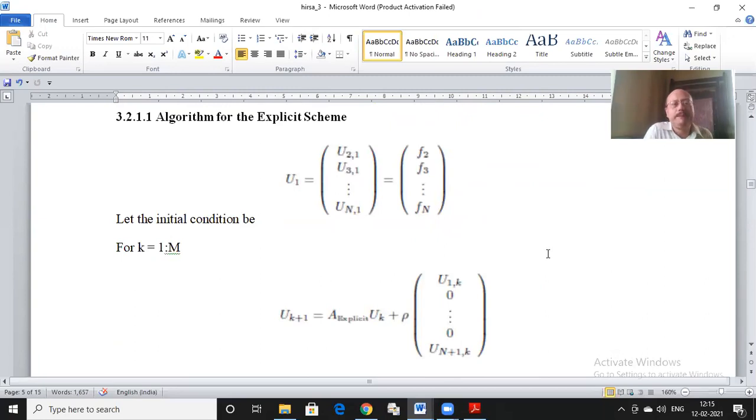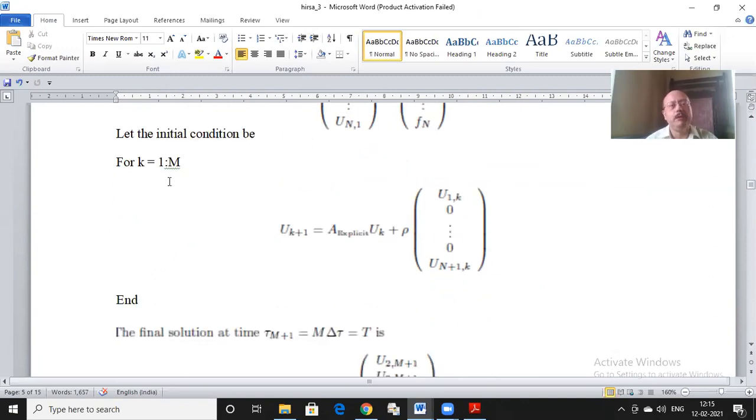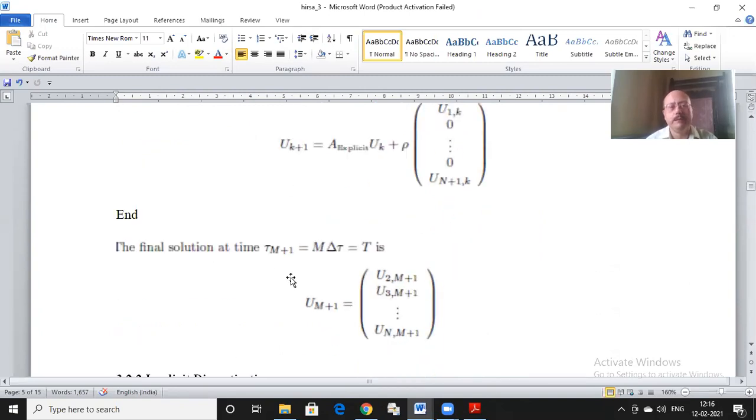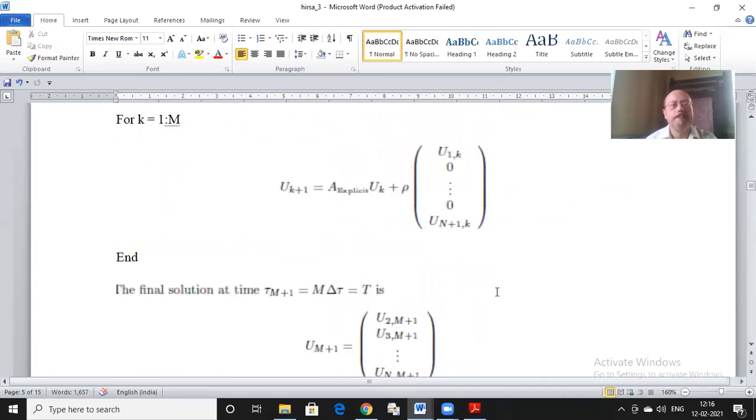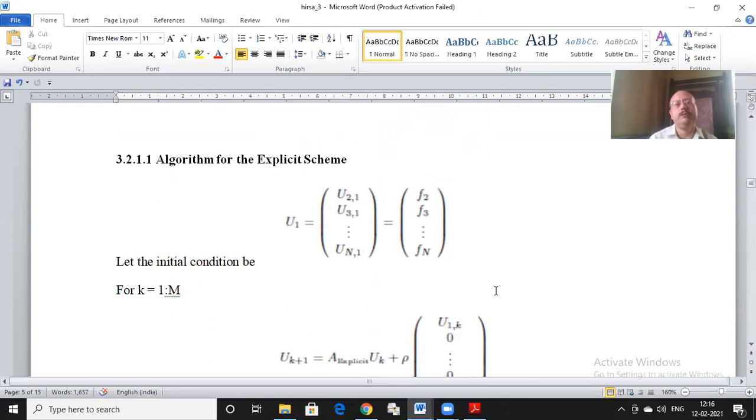So this is the algorithm for the explicit scheme. So I define U1. U1 is for the first time slice, which is initial condition known. F values known. For k equal to 1 to m, I have this system of equations, which I will solve recursively because the output from the earlier step is input in the next step. The final solution at time capital T, which is tau m plus 1, will be um plus 1 like this. Again, I have to add the first and the last term here correctly. So this is the total algorithm for the explicit scheme.